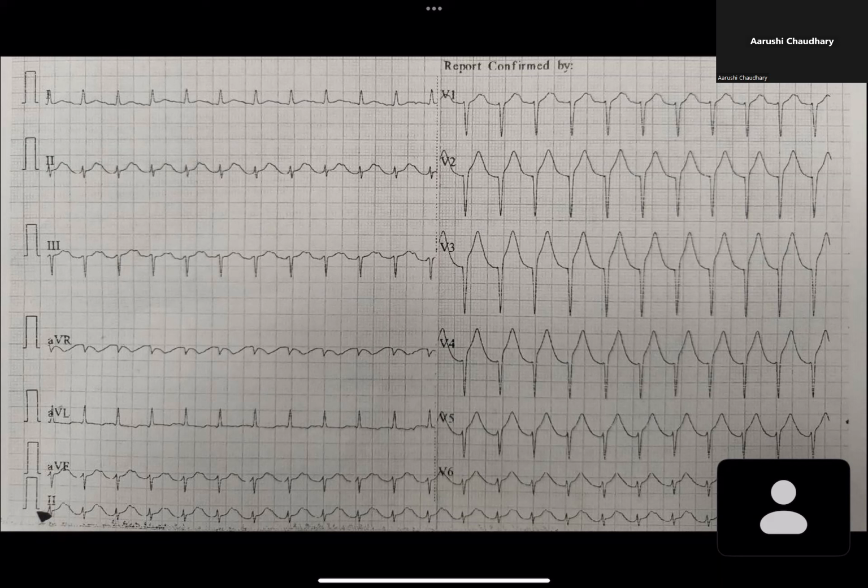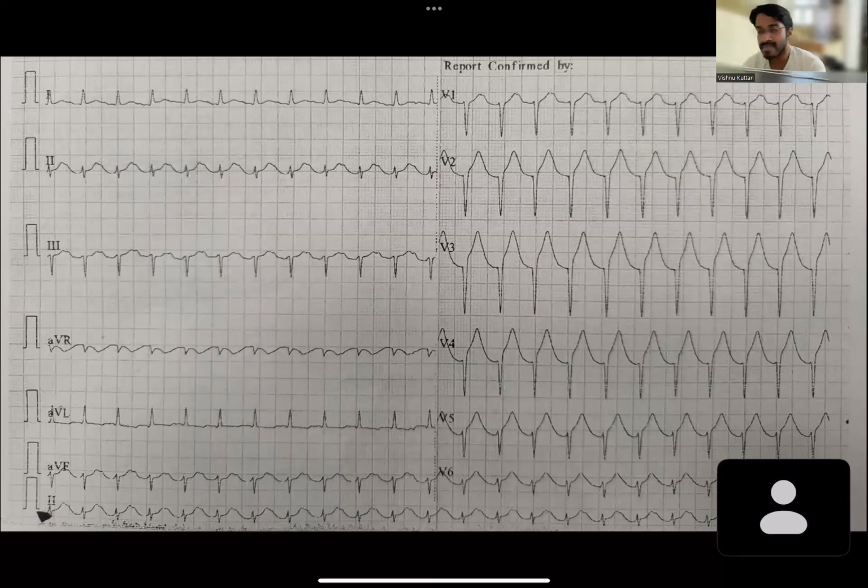Left axis deviation. Some borderline left axis deviation, you could say. I can't really appreciate the P waves. It looks grossly narrow complex only. So what would you take this as? Regular narrow complex tachycardia at a heart rate of 180.